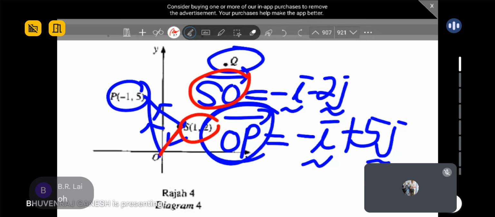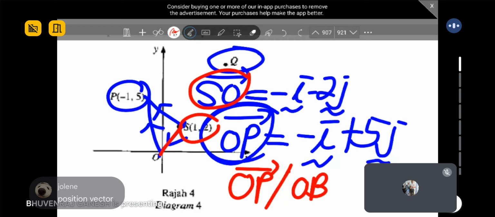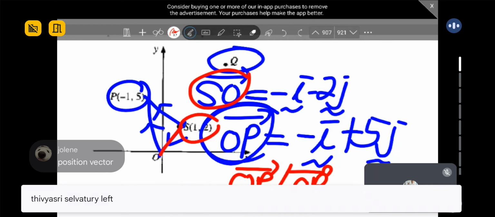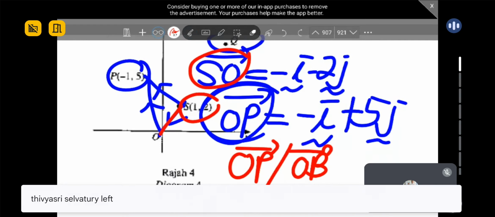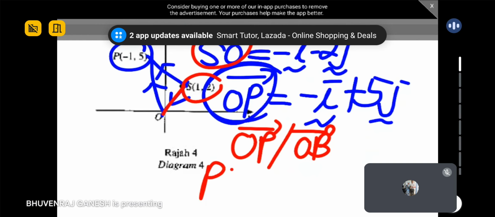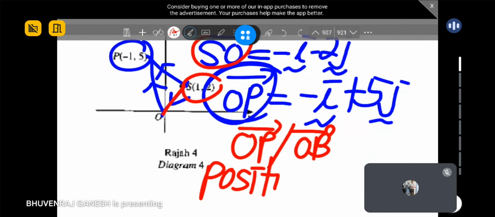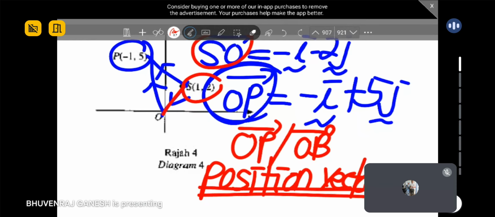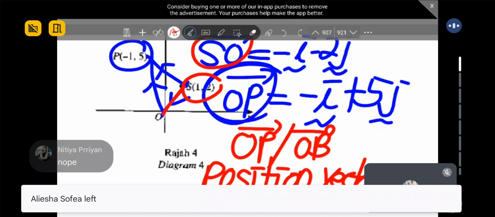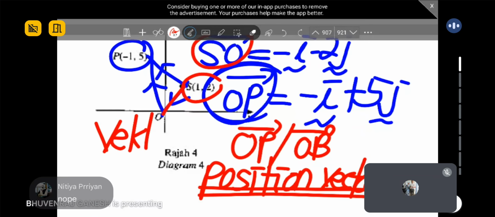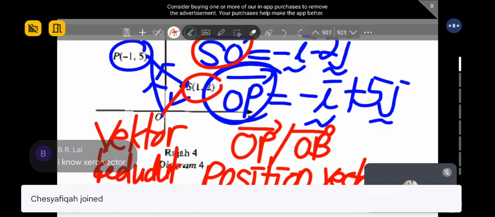Sama, guys. There is one term where a vector starts from origin. OP, OB, very good, Jolene. Position vector, guys. Vector kedudukan. Have you all remembered this, guys? Position vector. Do you all know this or not? Have you heard this word? Kalau kamu betul-betul baca vector, kamu tahulah perkataan ni. Vector kedudukan in BM. Vector kedudukan means that it starts from origin. Vector tu bermula dari asalan.